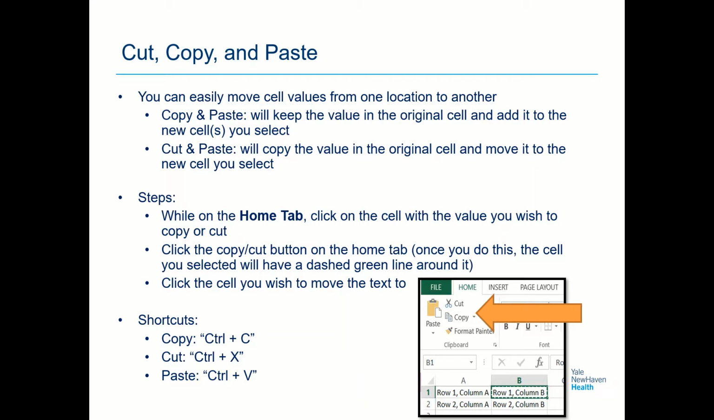Steps. While on the Home tab, you could click on the cell with the value you wish to copy or cut. Click the Copy or Cut button on the Home tab. Once you do this, the cell you selected will have a dashed green line around it. Click on the cell you want to move the text to. Shortcuts for doing this are Control-C for copy, Control-X for cut, and Control-V for paste.